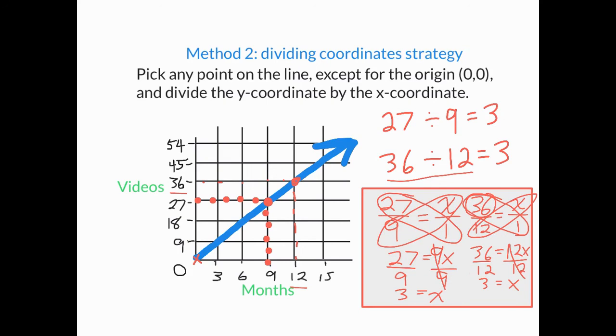So that's a brief reminder of why it is that we always just divide to find the unit rate. And that gives us this very easy strategy here of just dividing the coordinates in order to find the unit rate if we are given the information in graph form.